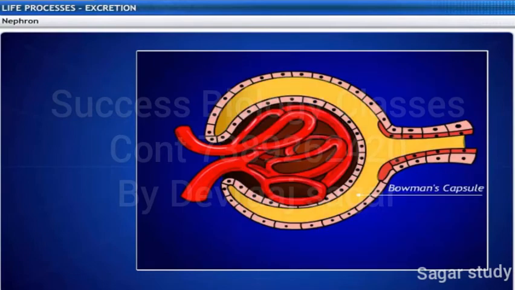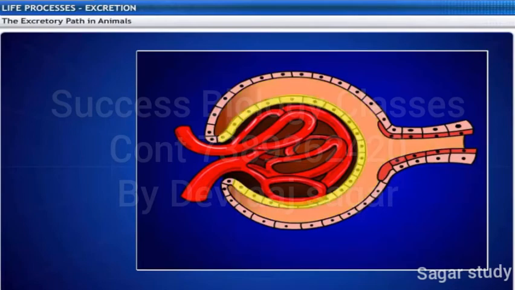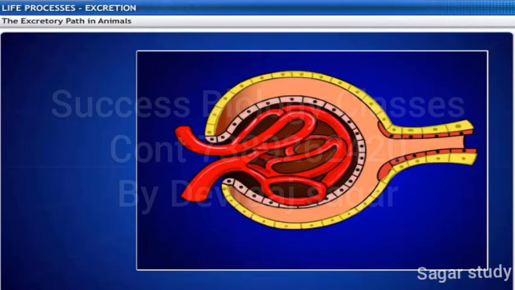A thin-walled, sac-like structure called Bowman's capsule surrounds the glomerulus. The inner layer of Bowman's capsule covers the glomerulus, and the outer layer is continuous with the inner layer and with the wall of the renal tubule.